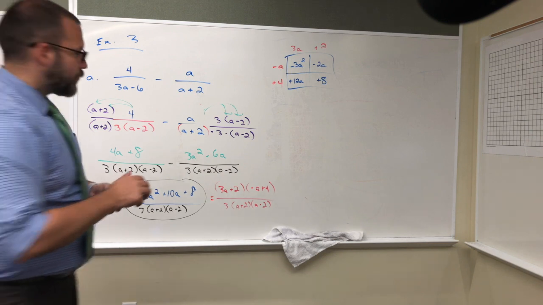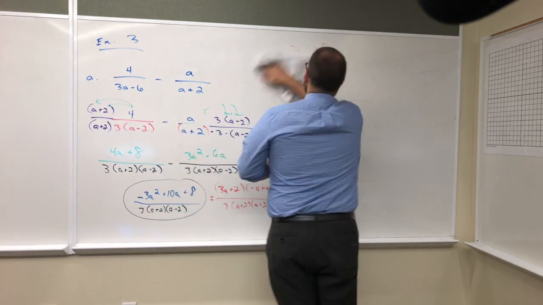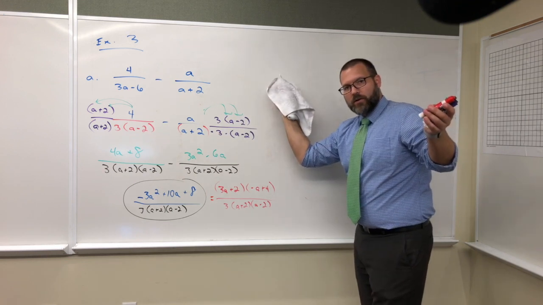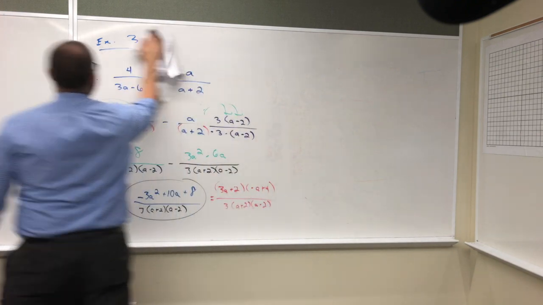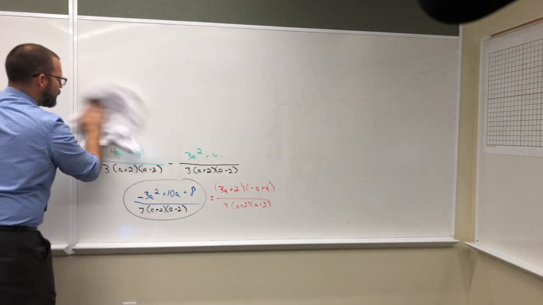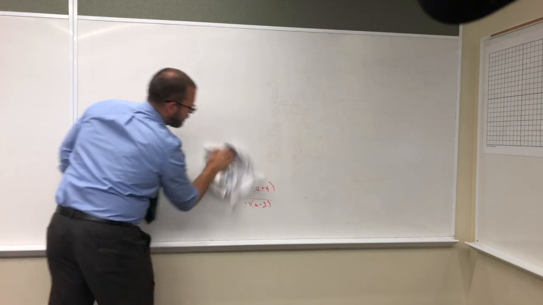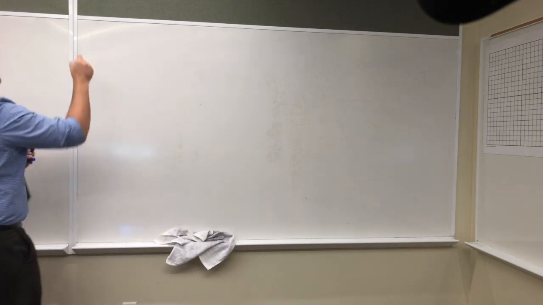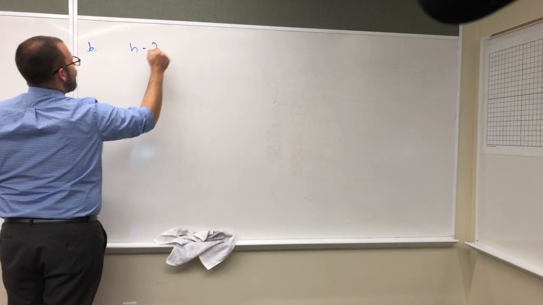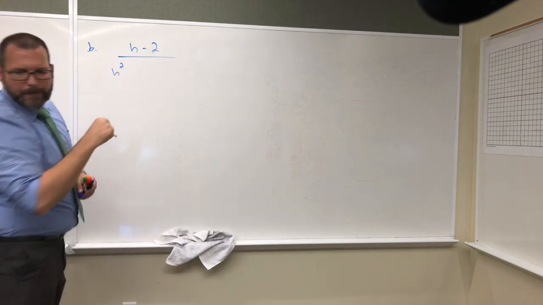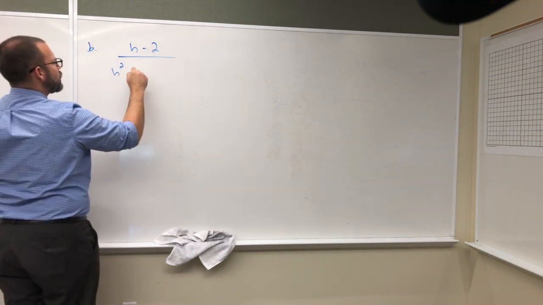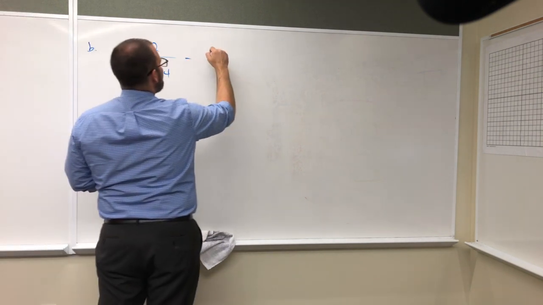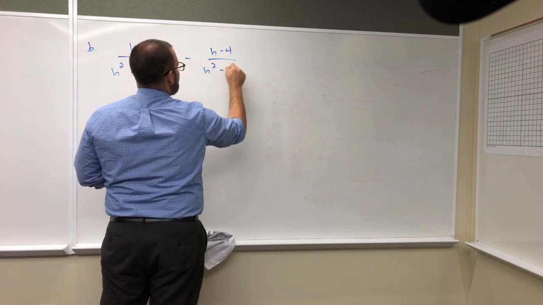For example 3b, if you need to copy this down, pause the video. Okay, so you've copied it down by now if you wanted to. Let's get example 3b up here. Same exact concept though, we're just taking a difference. We've got h minus 2 over h squared plus 4h plus 4, and we're subtracting h minus 4 over h squared minus 4.